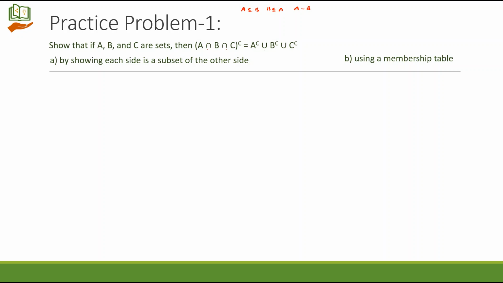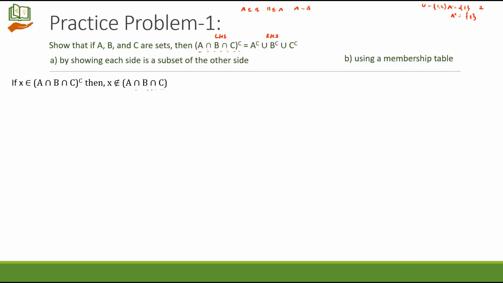So let's start with the first way. If we say A has an element 1, and A complement has an element 2 in the universal set of 1, 2. When I say 1 belongs to A, what does it mean? 1 does not belong to A complement.